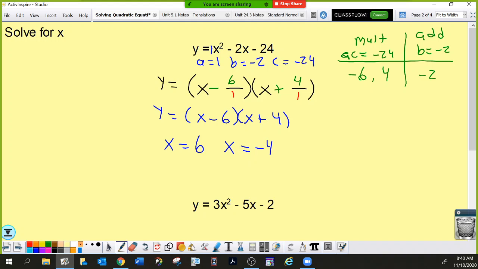So we can see now x equals +6 and x equals -4. If we were to graph this thing, that is where it would cross the x-axis. Not bad, right? Not bad at all.